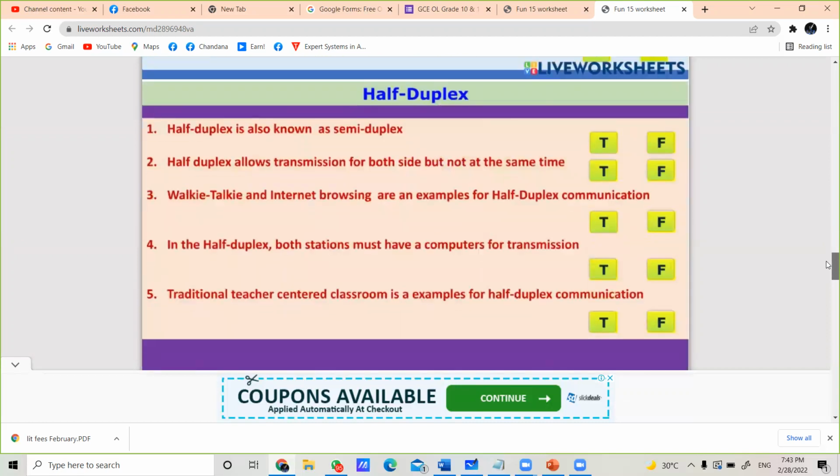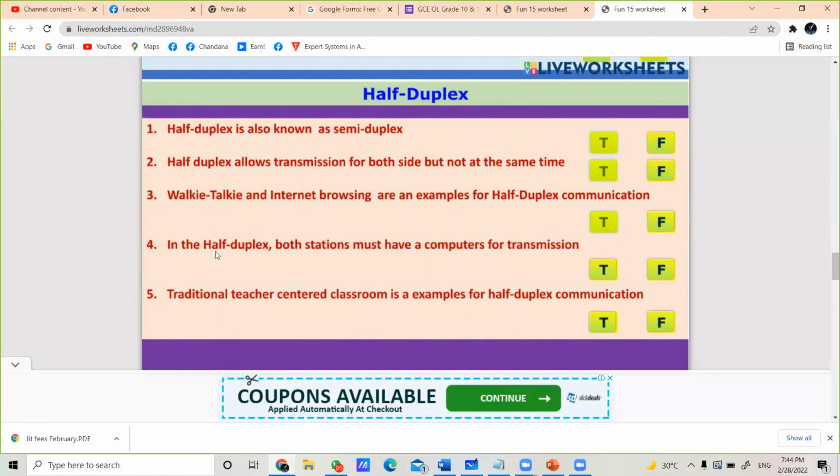Then look at the statements regarding half duplex. Half duplex is also known as semi-duplex. Yes, half duplex, another name is semi-duplex. Statement true. Half duplex allows transmission for both sides, but not at the same time. Yes, in the definition we identified that half duplex allows both directions, but not at the same time. Statement true. Walkie-talkie and internet browsing are examples for half duplex. Yes, that's also correct. Good examples for half duplex.